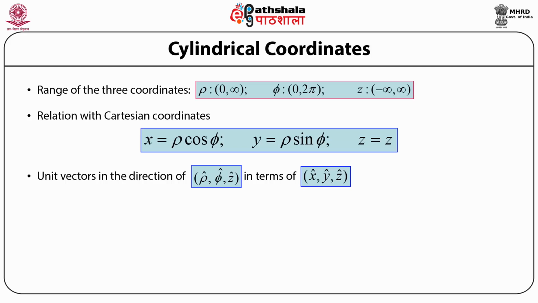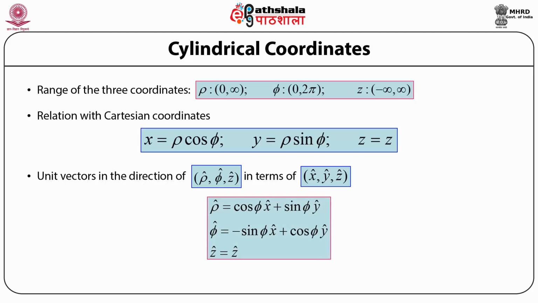and the direction of these unit vectors in terms of the unit vectors of the Cartesian coordinate system, that is unit vector x, unit vector y and unit vector z, is given as unit vector rho is equal to cos phi times unit vector x plus sin phi times unit vector y. Unit vector phi is equal to minus sin phi times unit vector x plus cos phi times unit vector y. And unit vector z is equal to unit vector z.